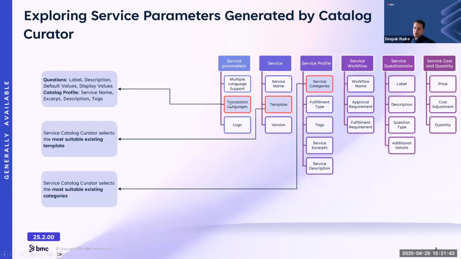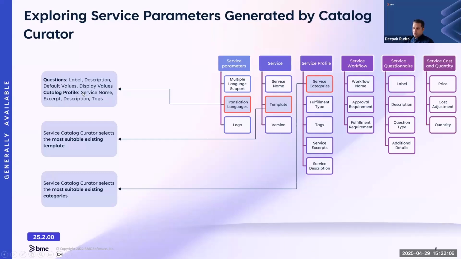So what is translatable? As I explained in the beginning, you have questions that are translatable. That means label, description, the default values, and display values in each locale that you specify. So if you ask for 5 locales and ask for a corresponding value for each of these, it's going to generate a value for each of them.